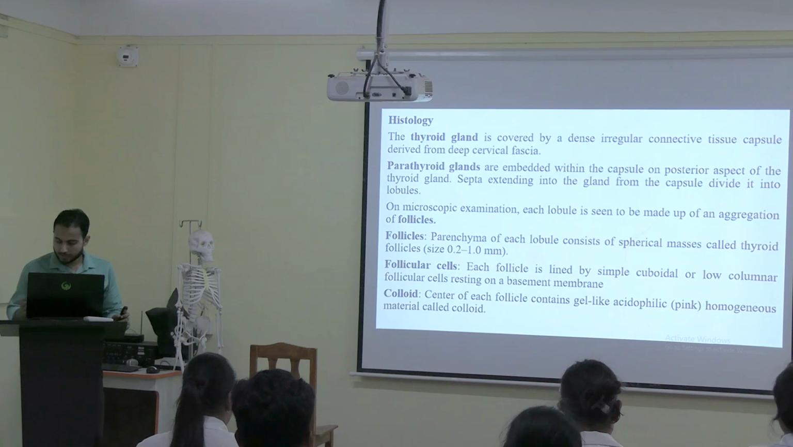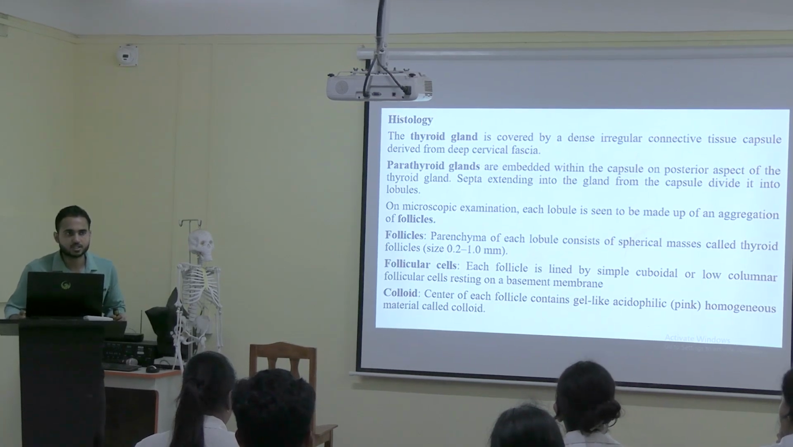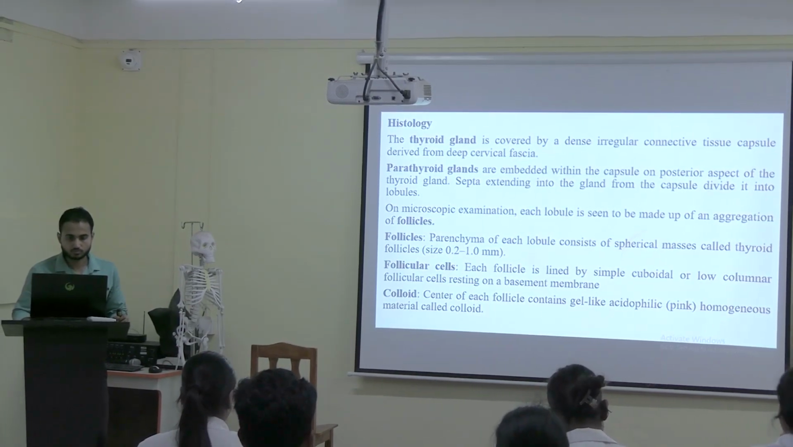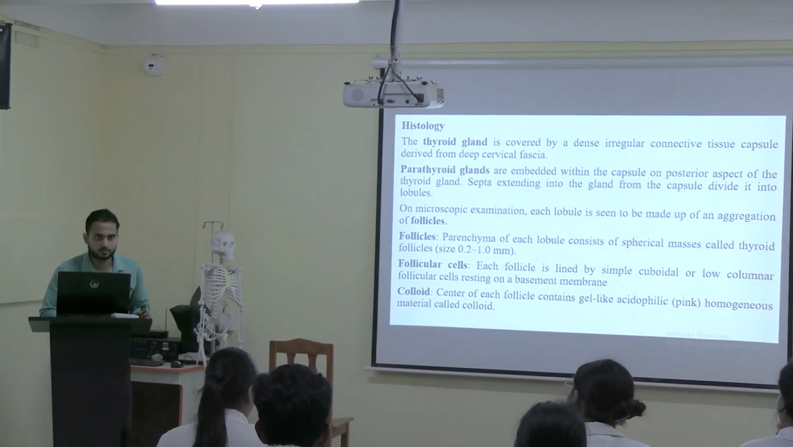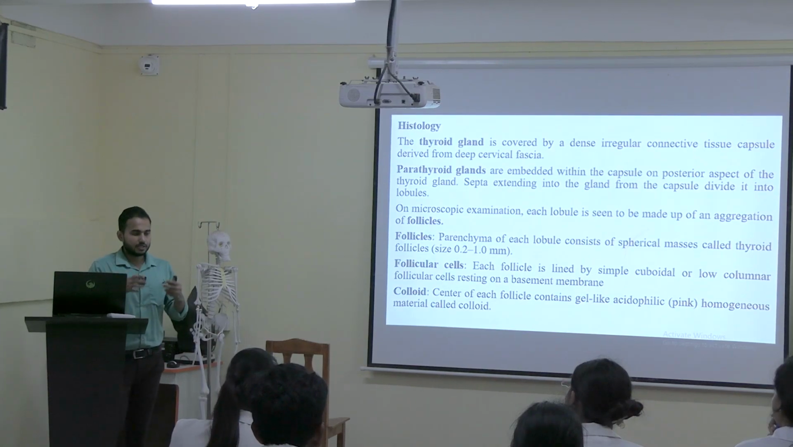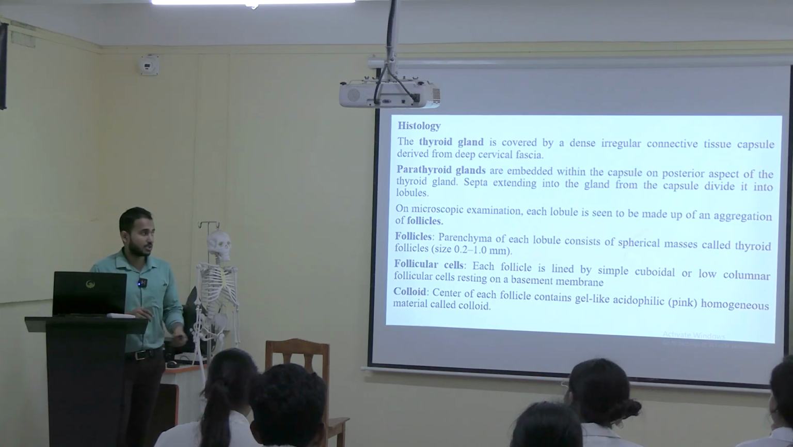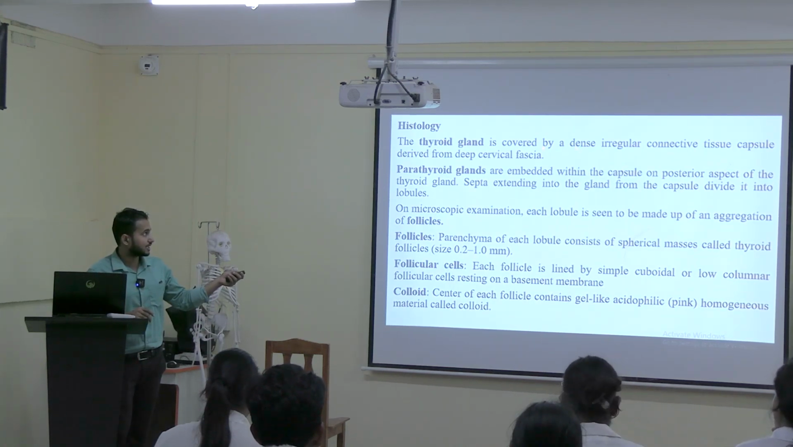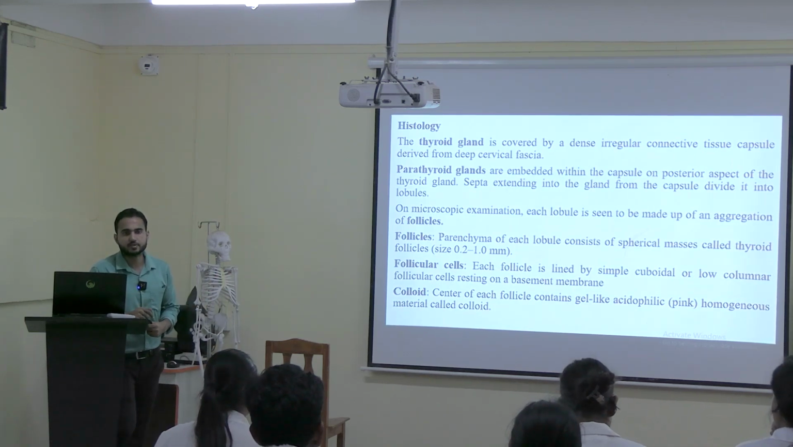Now, do you remember if any gland or any structure where capsule is present, then what will be the structure? If you have studied about the salivary glands, we have seen that salivary glands are also having capsule. When we studied pancreas, at that time we saw capsule is there. Same story is repeated. Here also you can see thyroid gland is covered by dense irregular connective tissue capsule, which is derived from investing layer of deep cervical fascia.